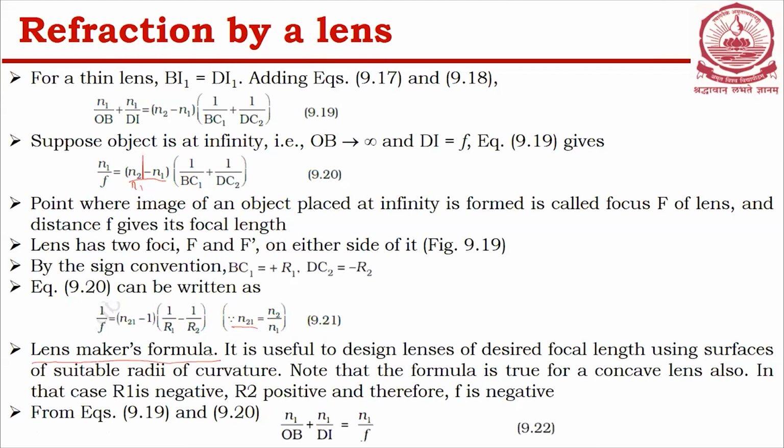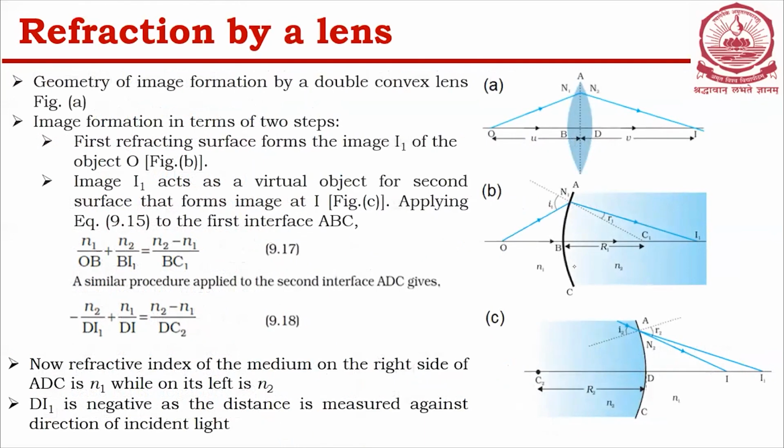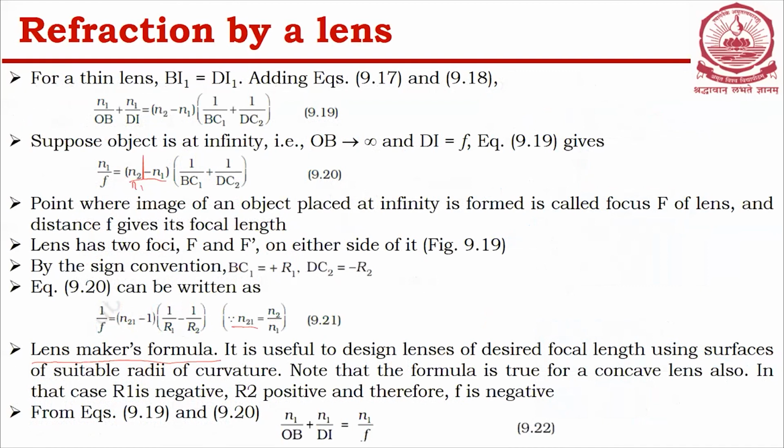This formula is useful to design lenses of desired focal length using surfaces of suitable radius of curvature, and in the same way you can derive it using a concave surface also. In order to do that, you have to take a spherical concave refracting surface instead of a convex refracting surface. Again I am telling you, the important thing here is the sign convention. The Cartesian sign convention you have to take into account. Right, so hope it's clear. We will see if you have any doubt at the end of the discussion.